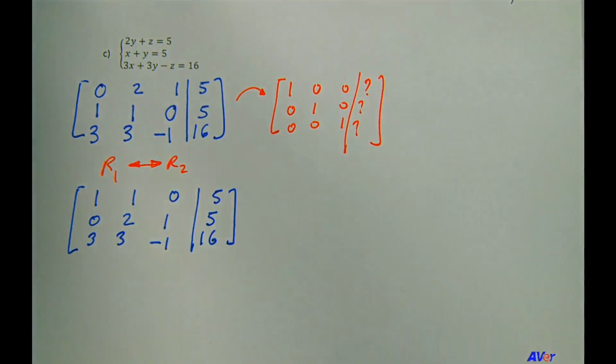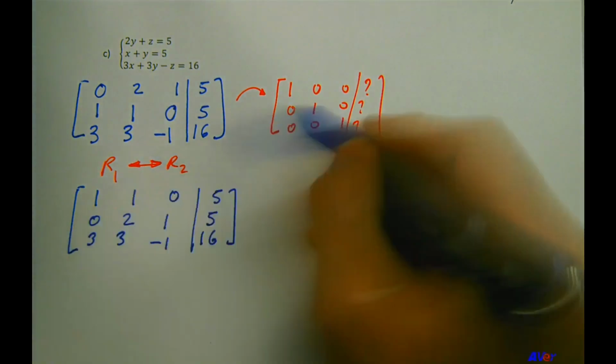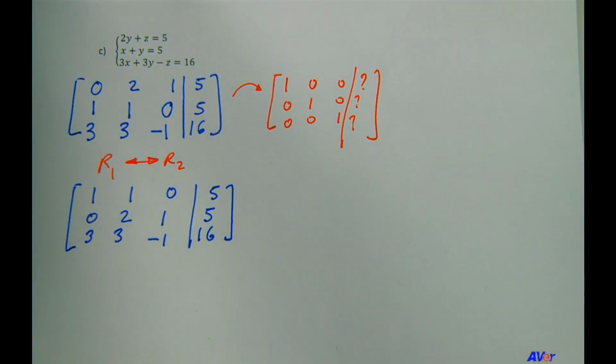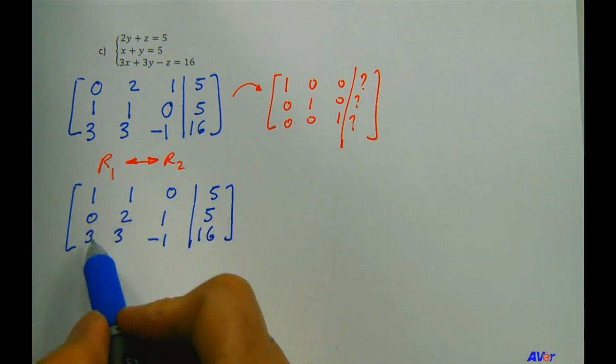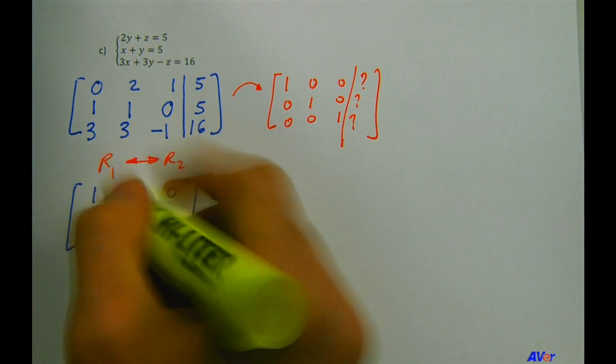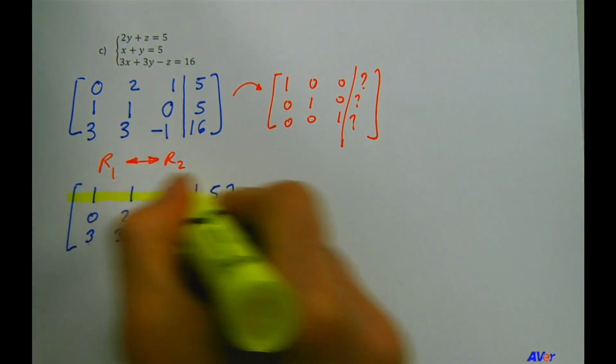Now what do we do? Compare this first column with the first column there. What do we need to do? We need to convert this 3 to 0, right? Okay, let me ask you this. Which row is the current pivot row? Do you see it? Well, if you said the first row, you're absolutely correct. The first row right now is the pivot row.